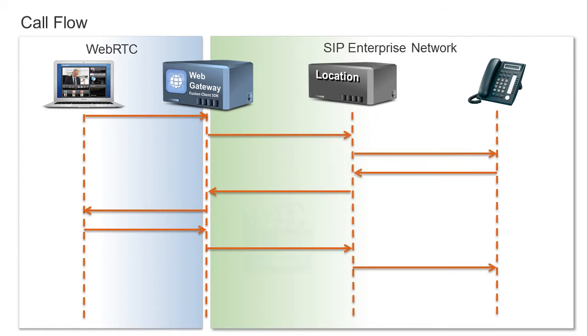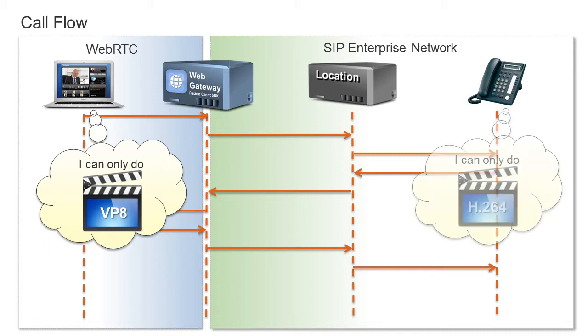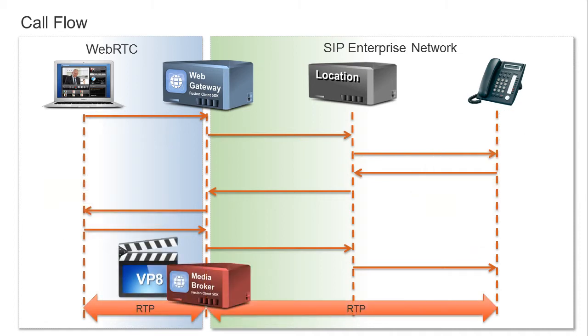Although the signaling is straightforward, the RTP, or media exchange, could prove problematic. WebRTC clients and SIP clients might not share the same media capabilities. WebRTC applications typically use the web standard VP8 video encoder, whilst most enterprise video devices use H.264. Without help, they just can't exchange video unless something somewhere performs media transcoding. That's the job of Media Broker. It takes VP8 media streams on one side and transcodes them to H.264 streams on the other, and vice versa.